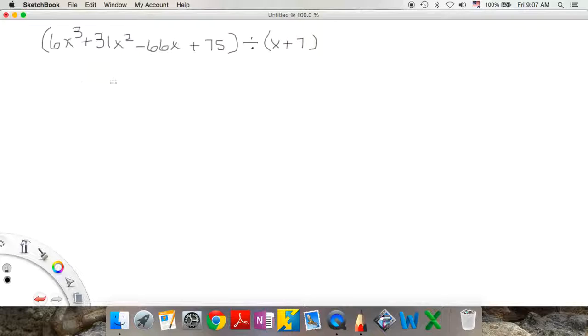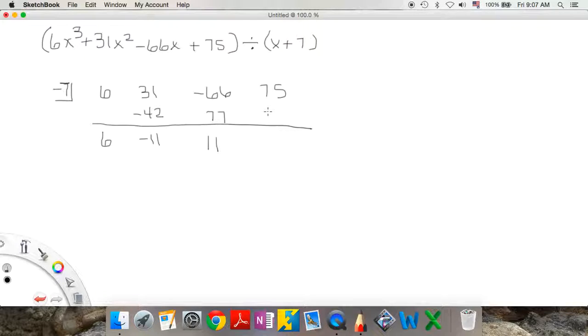All right, so if we set it up, we have our coefficients, the third degree, second, first, 0. Then if we set this equal to 0, we get negative 7. So we put a negative 7 over here. Bring the first number down, multiply, and add, multiply, and add, multiply, and add.